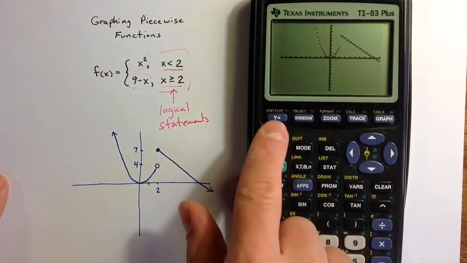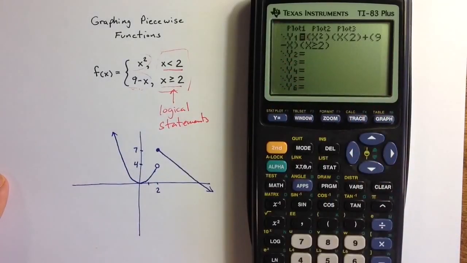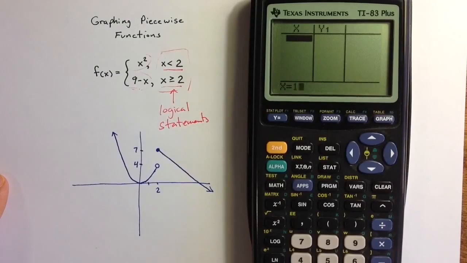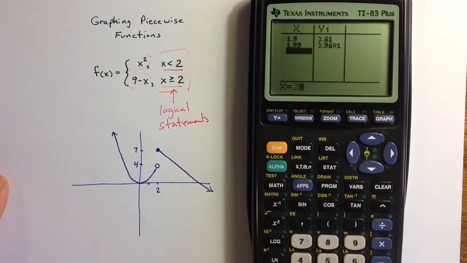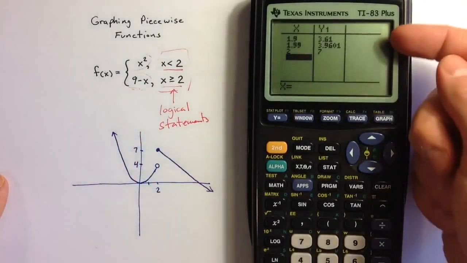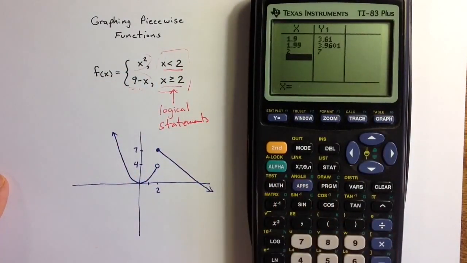One thing that's nice about entering these piecewise expressions into the calculator is that if we go over to the table, I can then evaluate the expression at 1.9, 1.99. So this is evaluating the expression using the square command. Once I get to 2, it's going to switch and evaluate the expression using the appropriate formula, 9 minus x. And so we can use the table with the piecewise function, and the logic commands direct the calculator to use the right piece at the right time.